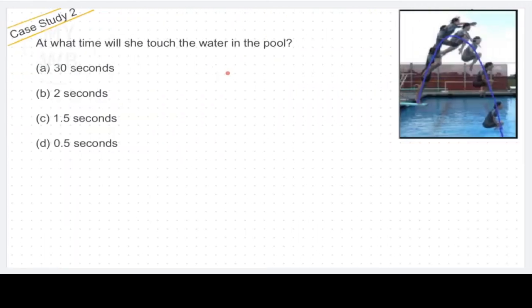Next, at what time will she touch the water in the pool? The polynomial given was minus 16t square plus 8t plus 48. We found the value of k as 48, so we can use it here. Now, when she touches the water in the pool, that is at this instant, her height above the water level is 0. So, h of t will be 0 when she touches the pool.